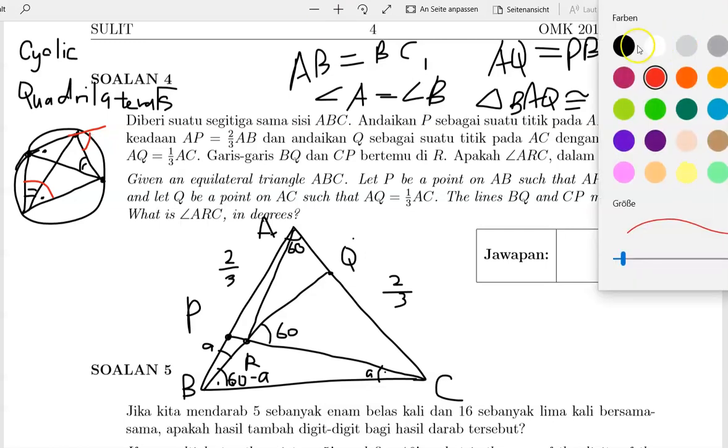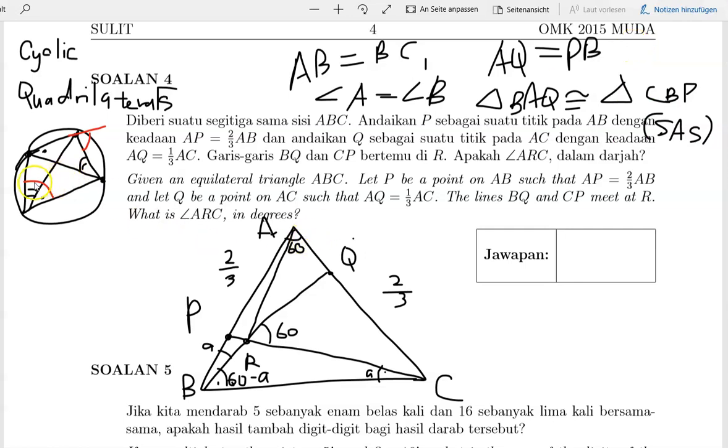Okay, what do we have here? This one should be equal to this one. So what do we have here? This 60 is equal to this 60 over here. So what can we conclude from here? We can conclude that APRQ is in fact a cyclic quadrilateral, right? So this APRQ over here is a cyclic quadrilateral.